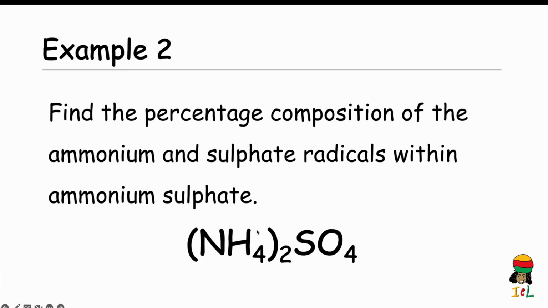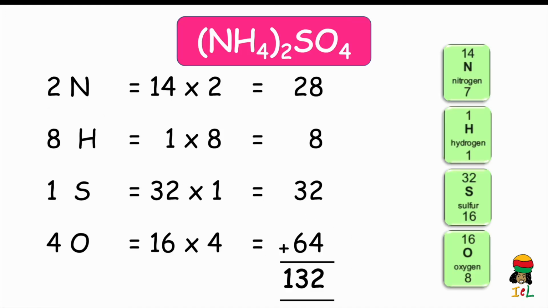So we are required to find the percentage composition for the ammonium ion and the sulfate ion. And note that there are 2 ammonium ions within the ammonium sulfate compound, but only 1 sulfate radical. So to find the percentage composition of the different radicals, we're going to find the relative mass of each element within the compound and the total relative mass of the ammonium sulfate compound.